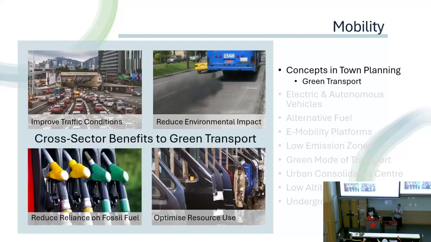We actually need to look at how to improve traffic conditions to reduce the environmental impact. So green transport is not just the environmental side of things, there's also the economic side. We reduce the reliance on fossil fuel. That means we need to increase EV production to encourage the EV economics. But at the same time, we're reducing the impacts from fossil fuels. So all of these are interlinked, and we're not just doing it for the sake of reducing carbon.